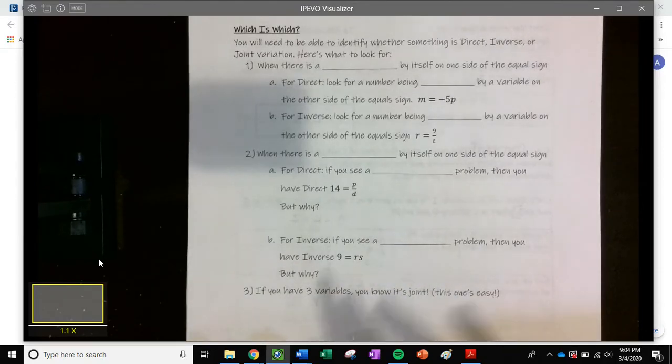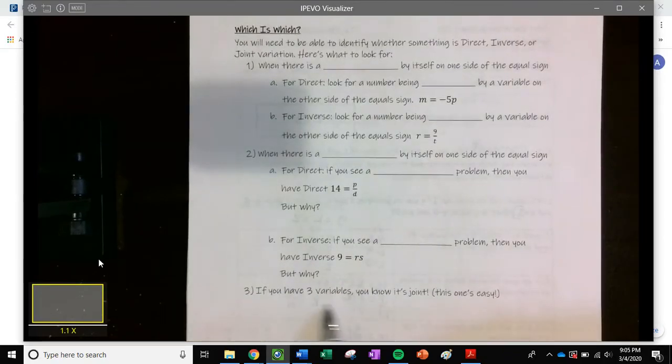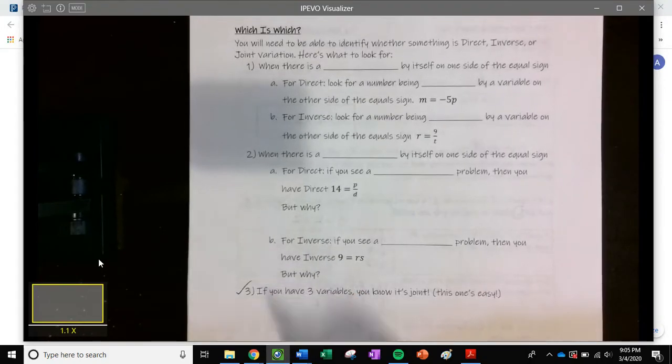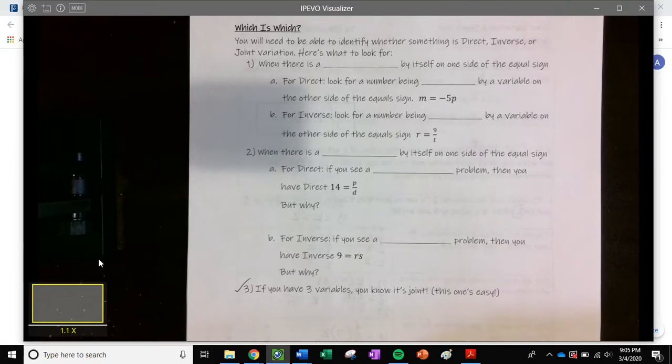Very to the point, joint variation, you'll know it's joint because there's going to be 3 variables. That one's super easy to spot. It's 3 variables involved in a multiplication formula. Anytime you have addition or subtraction thrown in there, forget about it. We're not talking about anything. But if you spot 3 variables and it's all being multiplied or divided, then we're talking about joint variation. So there was our discussion about how to spot joint.